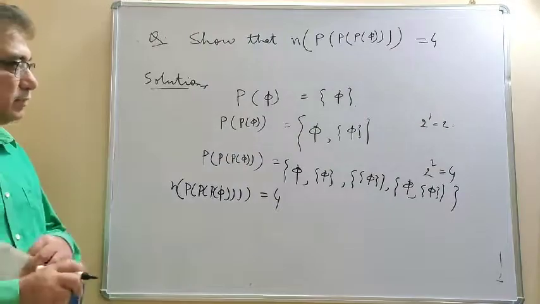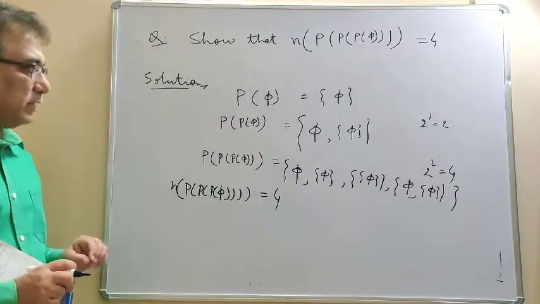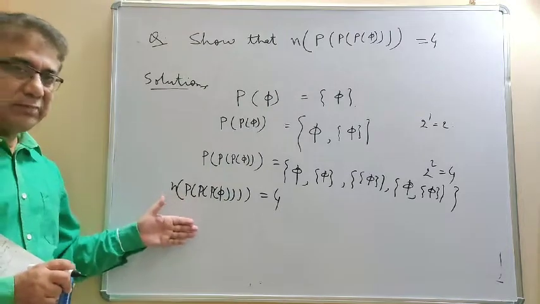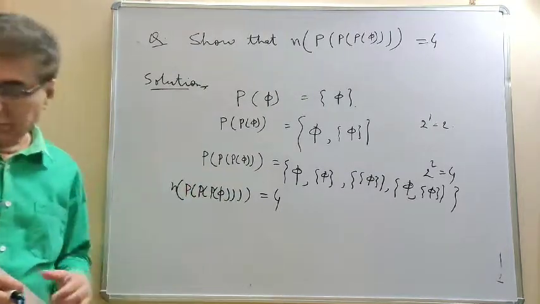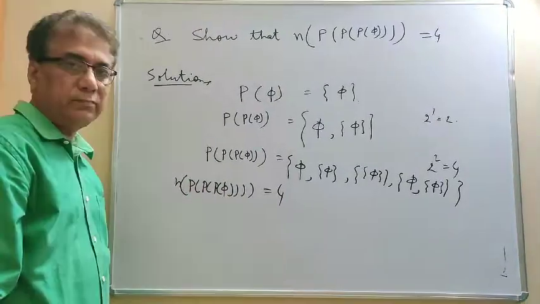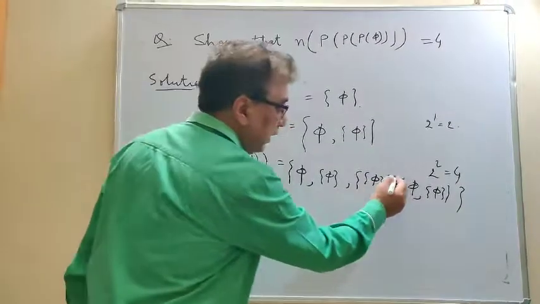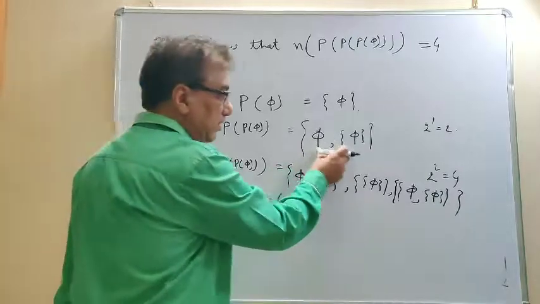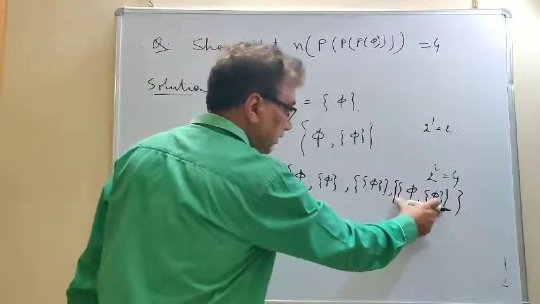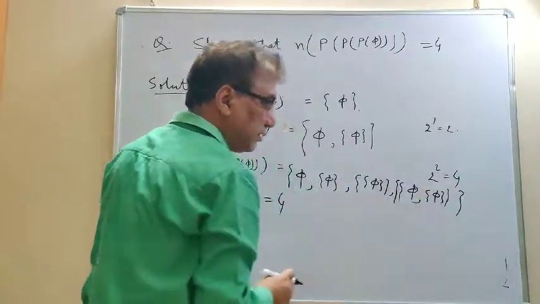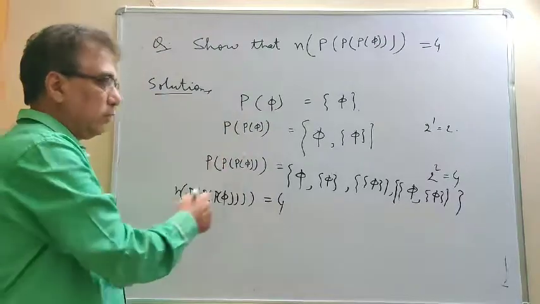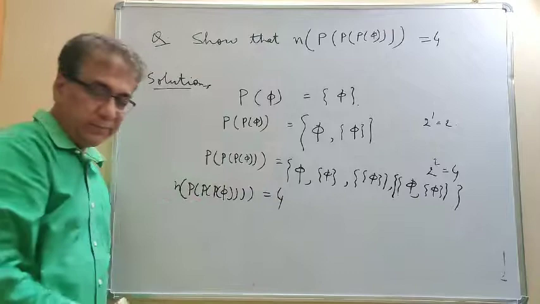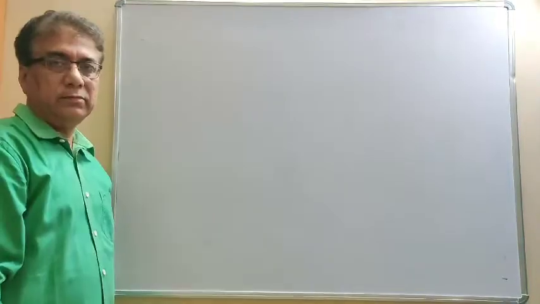So again it is based on the definition of power set, in which we have to use repeatedly the same concept. Okay, so the answer is 4. We have to add one curly bracket here, because this set we have to write again within curly brackets. So now it is a correct presentation. Number of elements is 4.